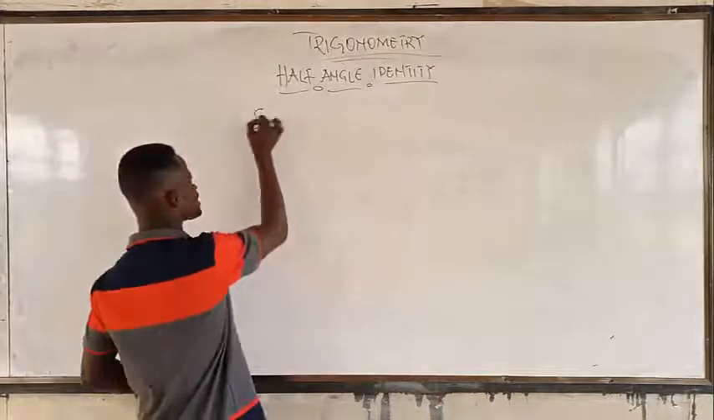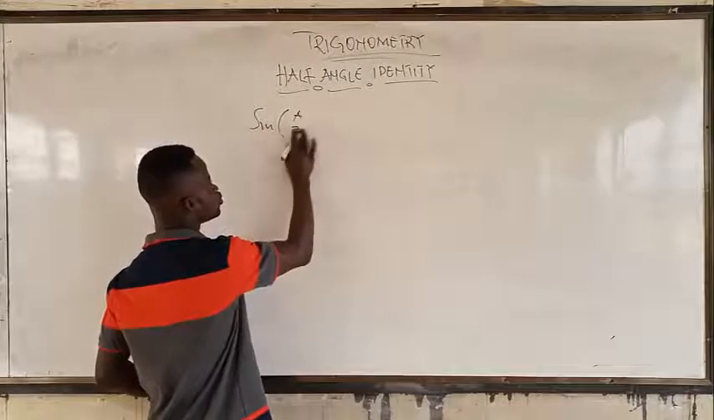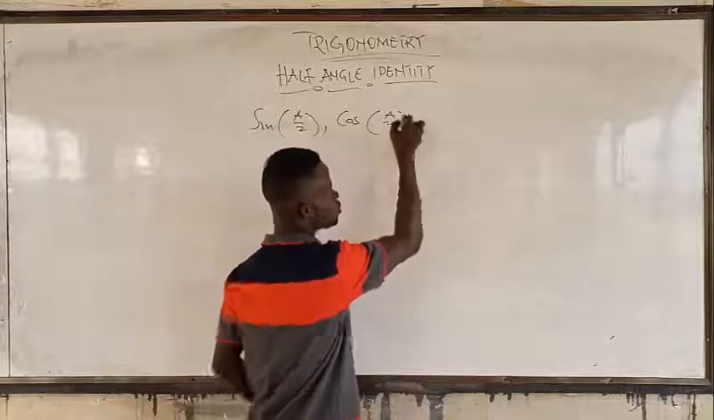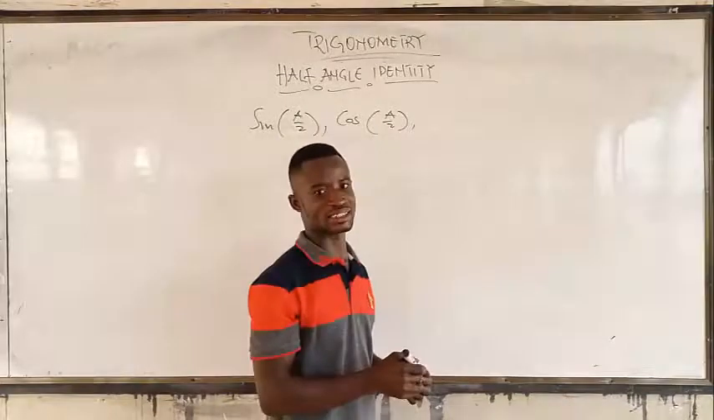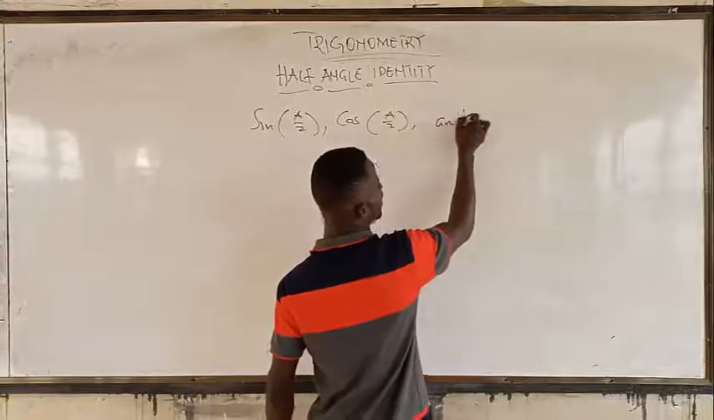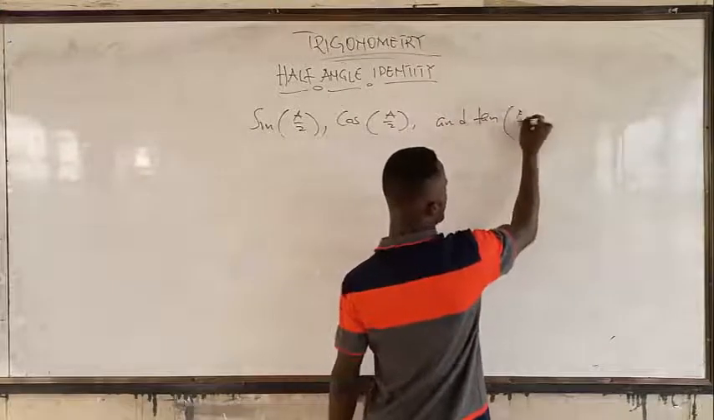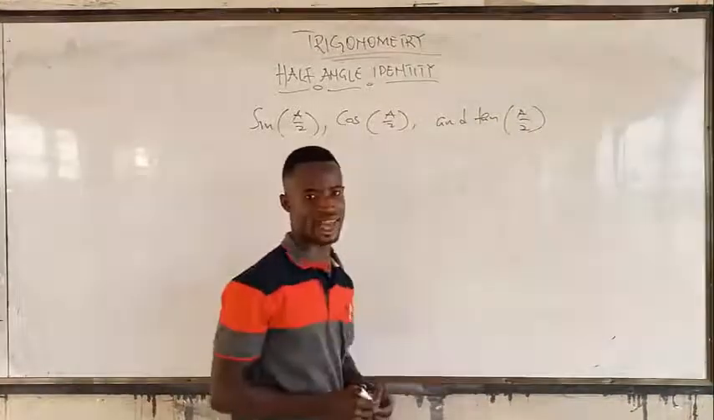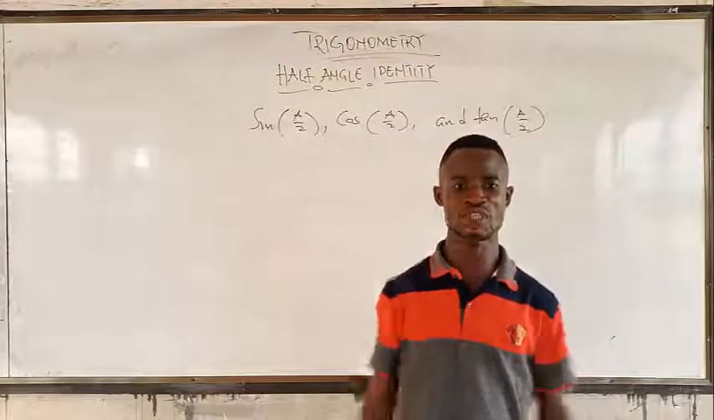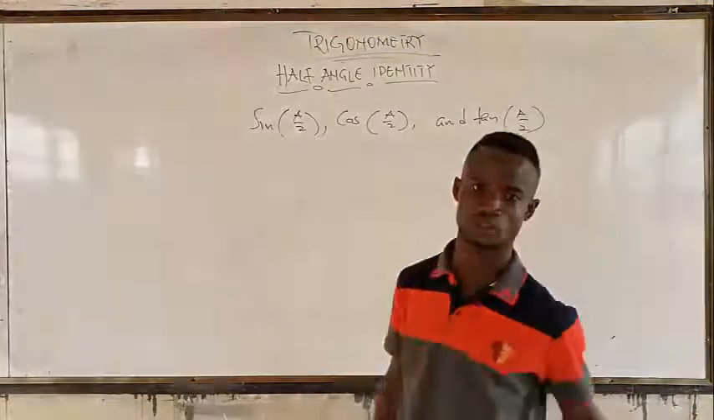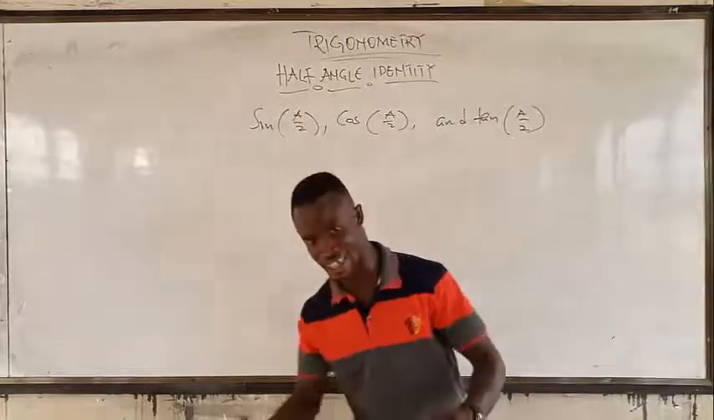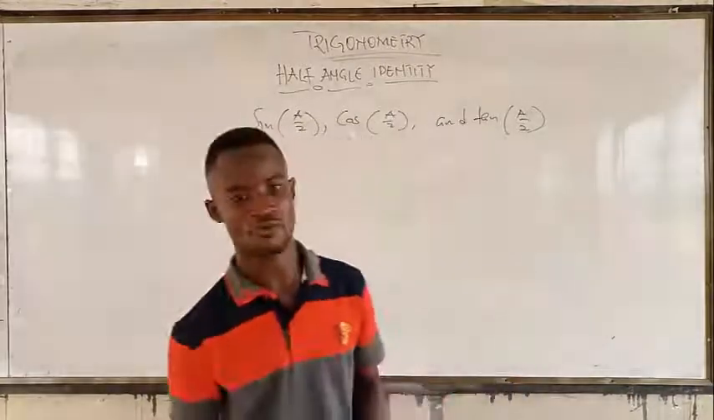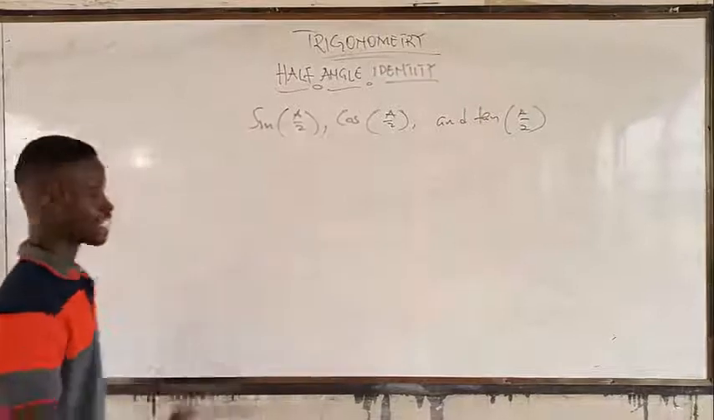We can get sine a over 2, cos a over 2, and also it is possible to get tan a over 2. Very good. So now, let's start to derive the identity for sine a over 2. Where are we going to start from? We start with the double angle identity for cosine and solve for sine.